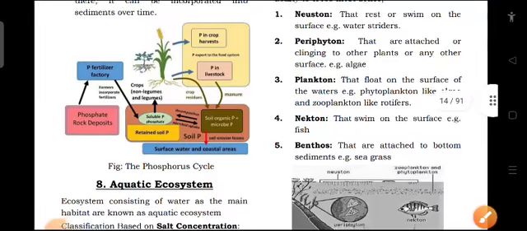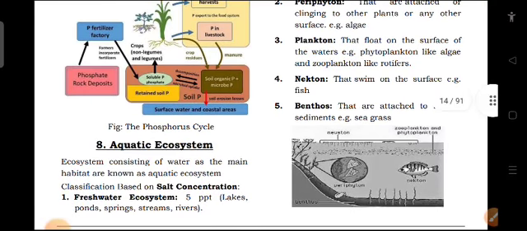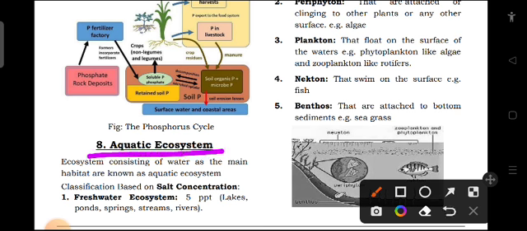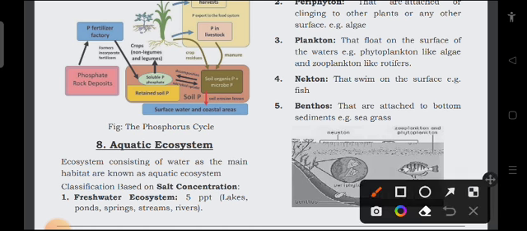Now, next we will begin with the aquatic ecosystem concept. So what is this particular ecosystem? An ecosystem consisting of water as the main habitat is known as an aquatic ecosystem. In terrestrial ecosystem, we have land. Similarly, in aquatic, we have water as the main habitat. The classification based on salt concentration is as follows.